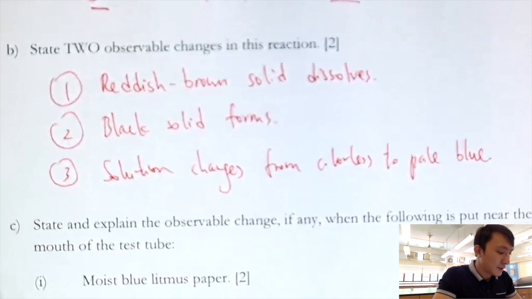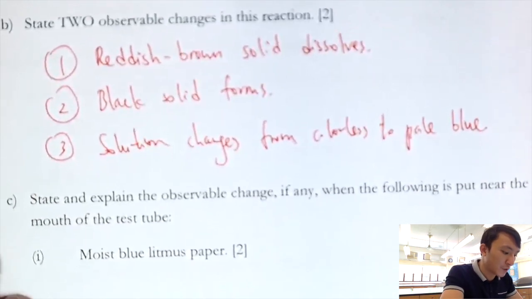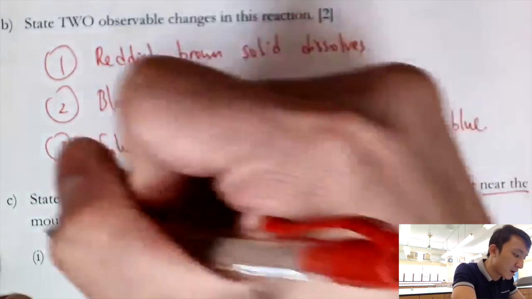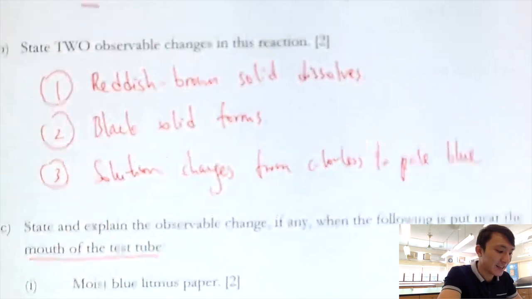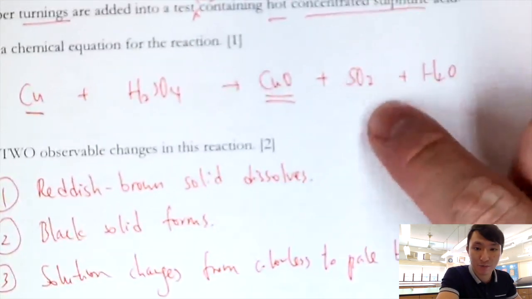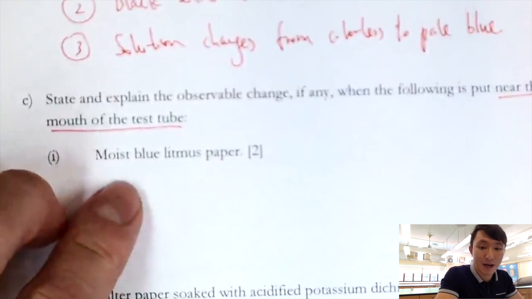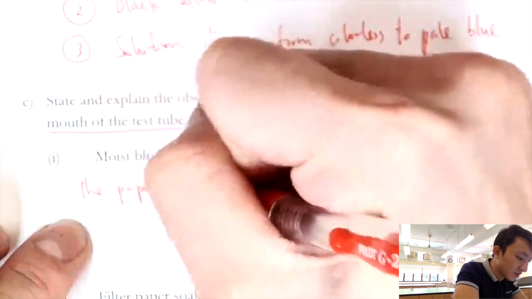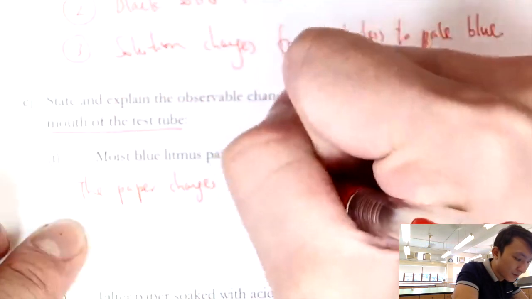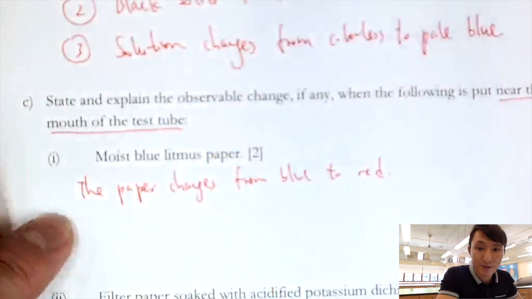Now for part C, state and explain the observable change, if any, if the following is put near the mouth of the test tube. So we are basically testing the sulfur dioxide gas produced. Now first we put a moist blue litmus paper. Obviously the paper changes from blue to red.